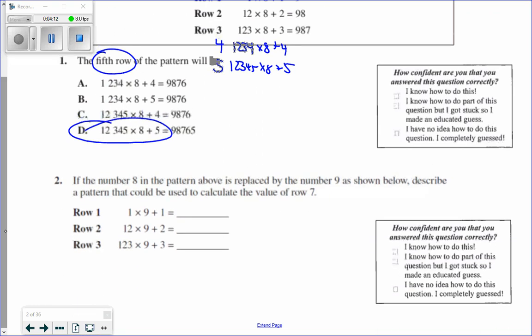Number 2 here. Don't mind these numbers. I just copied and pasted from a couple other old tests that I have. And again, I did not write any of these questions. These are all off of old diplomas, okay, or straight out of my curriculum guide. So if the number 8 in the pattern was replaced by the number 9 as shown below, okay, describe a pattern that could be used to calculate the value of row 7. Okay, so this actually is a written response question because it's a describe. Okay, so not every written response is going to be algebra and all that.